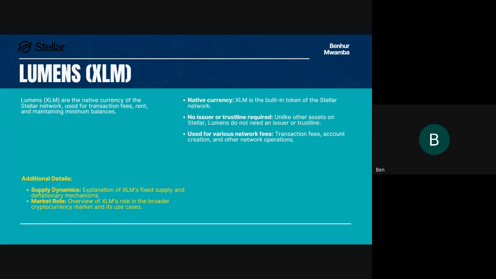But on Stellar, they have this renting mechanism that allows you to create a smart contract and then you pay some fees for how long the smart contract will be on the blockchain itself. So this is only for smart contracts.